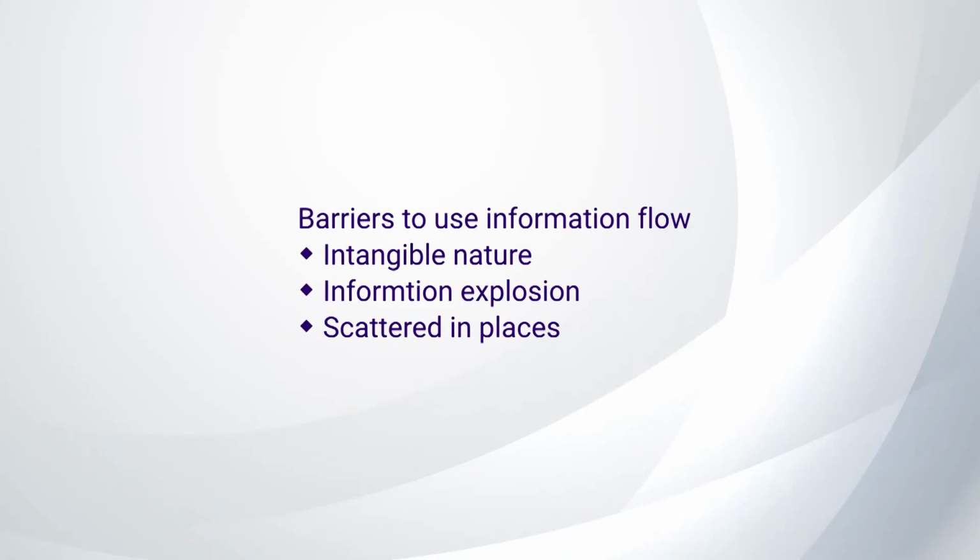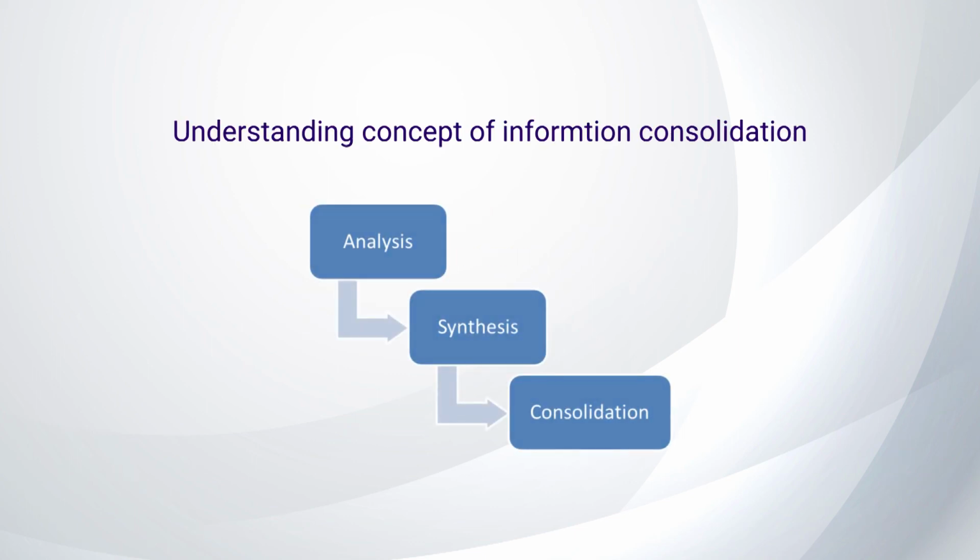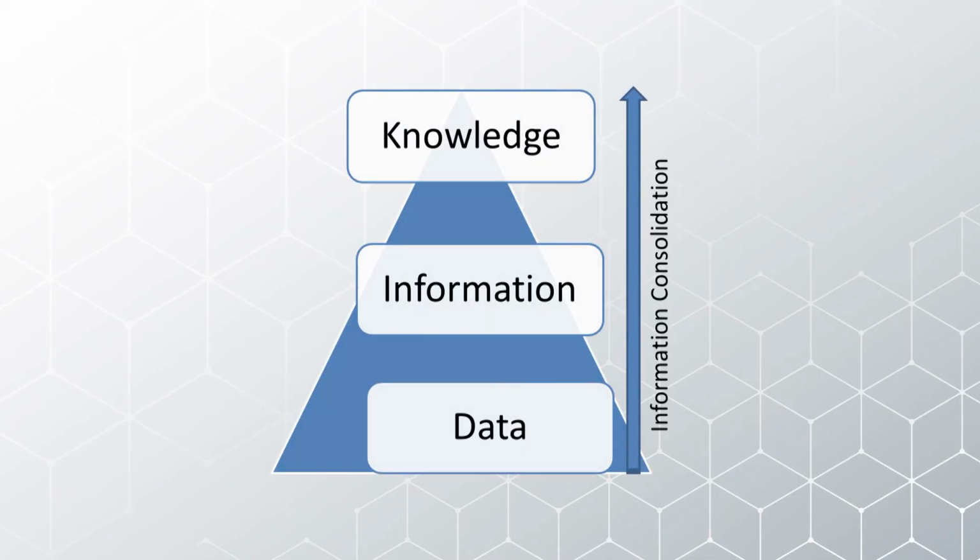Now, there are some barriers too. Information explosion helps us to get a lot of documents. However, those documents are scattered. So we need to overcome all those barriers through analysis, synthesis and consolidation. What will happen is that raw data will be transformed into information, and ultimately you will get knowledge, and that is where consolidation is happening.